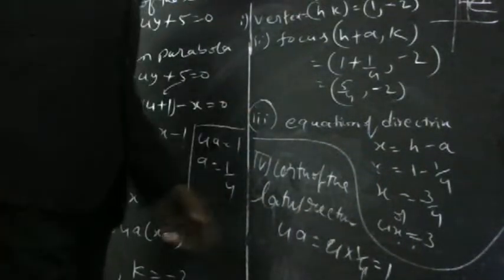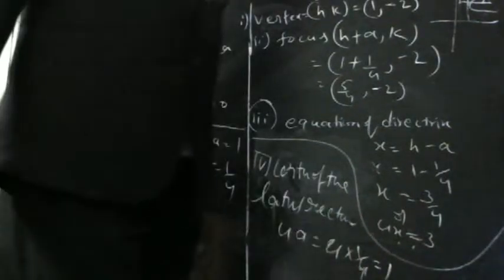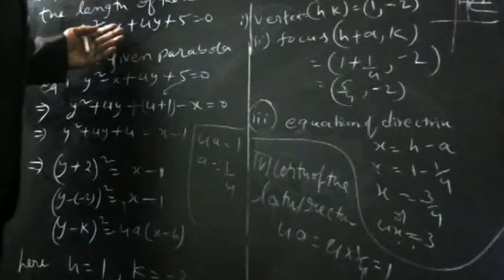Now the length of the latus rectum is 4a, which is 4 into 1 by 4, so it is 1. This is the solution when the equation is given.